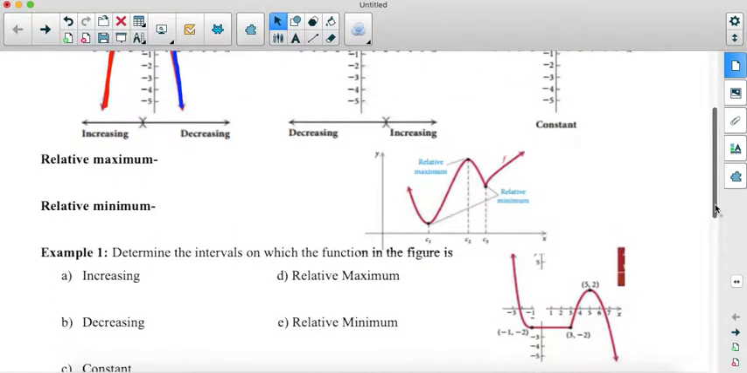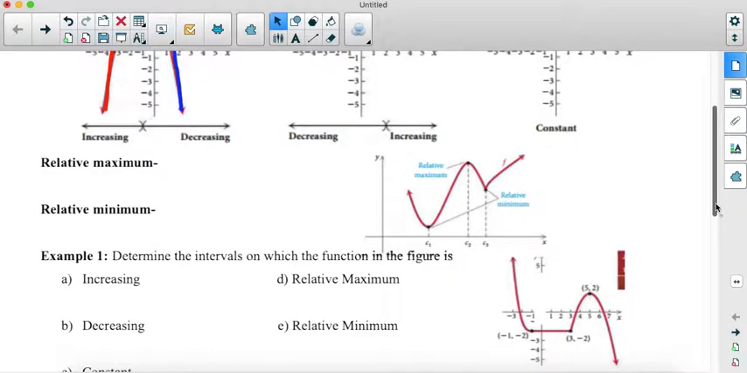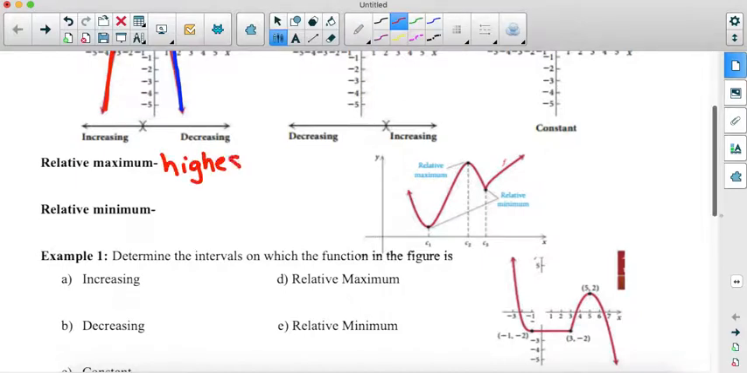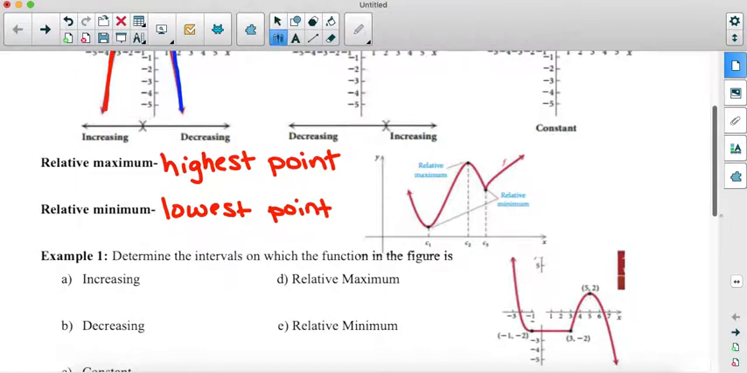A relative max of a graph is going to be the highest point that you can actually label. So infinity will never be a relative maximum. I'm just going to put under this, the highest point, and relative minimum would be your lowest point. If we look at this graph over here, we have one relative maximum and two relative minimums. So it's really about that turning point.